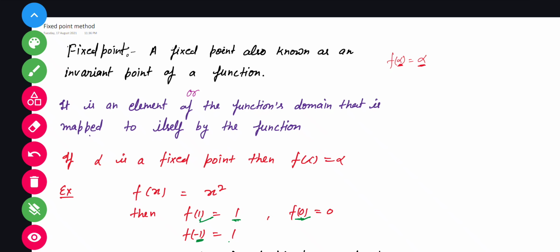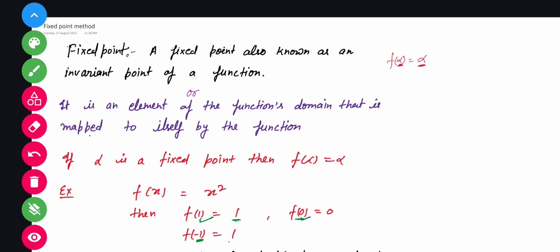So now let's do the fixed point method. The fixed point method is another method of finding the approximate root of nonlinear equations. And what is a fixed point? A fixed point, also known as an invariant point of a function, is an element of the function's domain that is mapped to itself by the function.